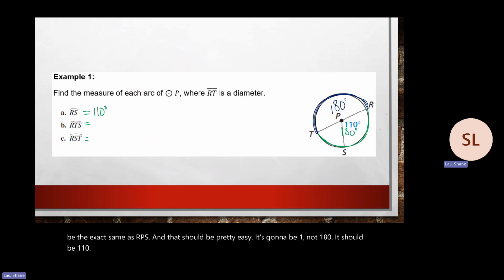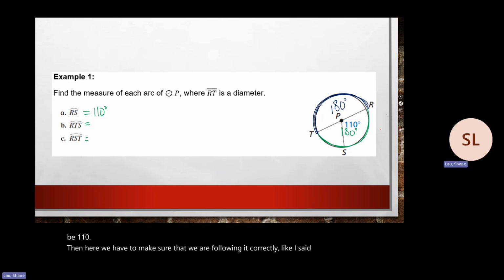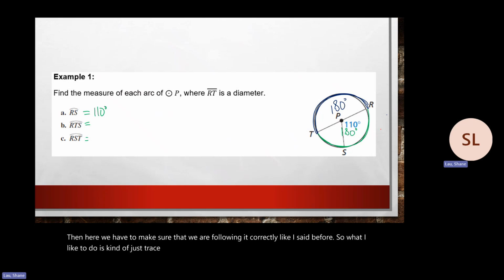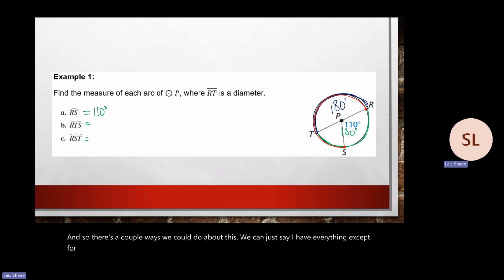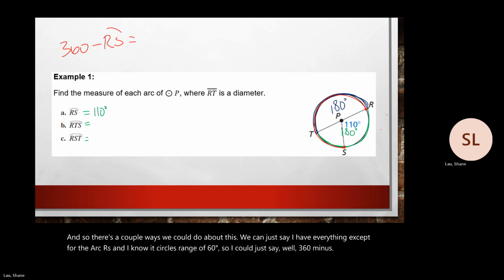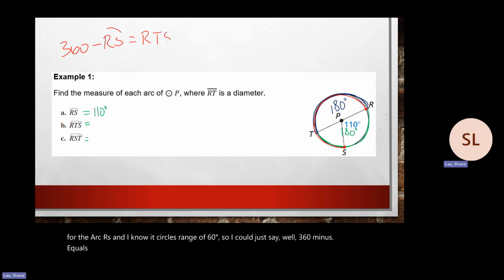Then here we have to make sure that we are following it correctly, like I said before. What I like to do is trace over exactly what I'm looking at. So RTS: start at R, go to T, go to S, so you're going through everything in the red. There's a couple ways we can do this. We can say I have everything except for the arc RS, and I know a circle is 360 degrees, so 360 minus arc RS equals major arc RTS. That's one way you can do it.